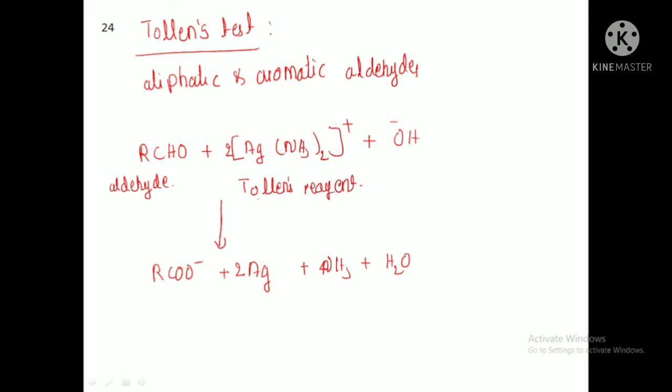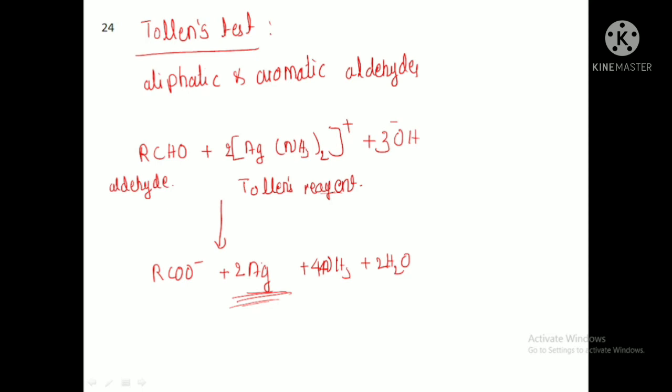Balance this reaction. This is not completely balanced. So you can balance it like this: 3OH, then it will form 2 plus 4 NH3 plus 2H2O. Okay, now it is balanced. Due to the formation of metallic silver, silvery appearance will be there in the solution, which indicates the presence of aliphatic or aromatic aldehydes. Remember this, aliphatic or aromatic aldehydes on Tollens' reagent will form silver mirrors. Silver mirrors will be formed inside the test tube or inside the vessel which you are taking. Usually it will be done in a test tube.